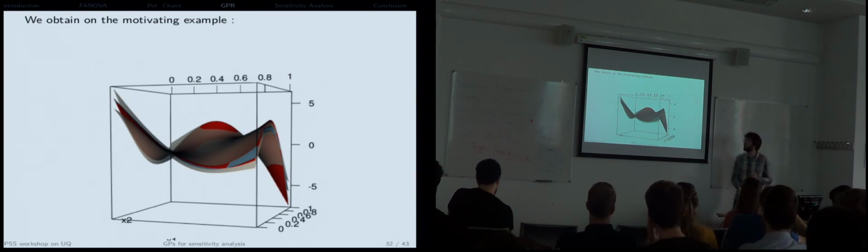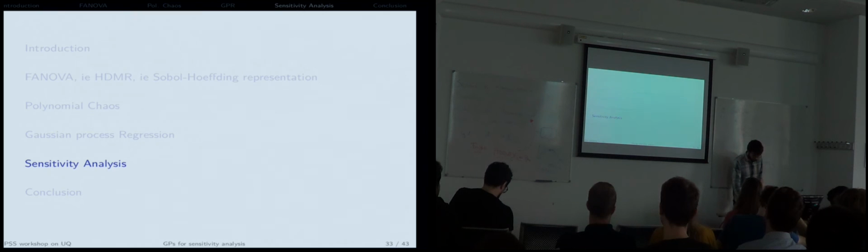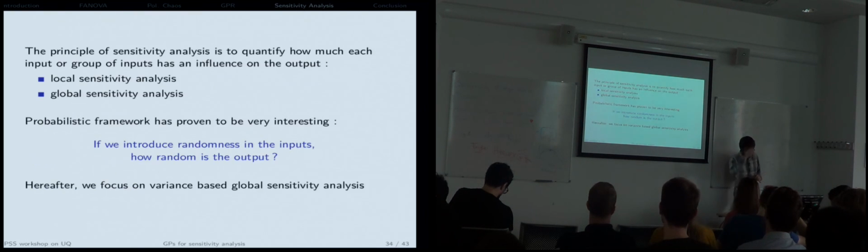And this is what we obtain for the interaction between the first and second variables. Once again, we have confidence intervals over our prediction of the interactions. So now, how can we use that in sensitivity analysis?